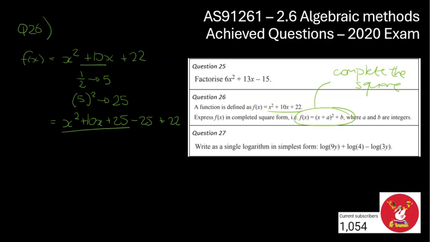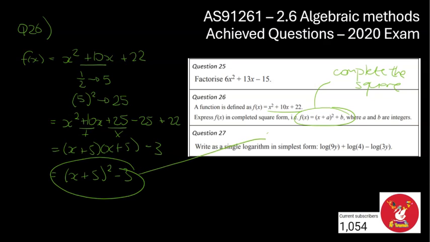I can now factorize this, and when you factorize it, you should get the same bracket twice, because what adds to 10 and multiplies to 25? And that's going to be x plus 5 and x plus 5, of course. And this stuff at the end simplifies to minus 3. And because I've got the same bracket twice, that's a square. So I'm going to go x plus 5 squared, and then I'm going to minus 3.